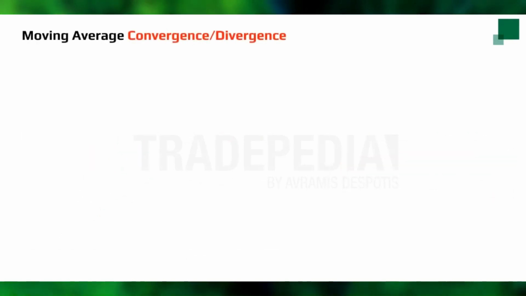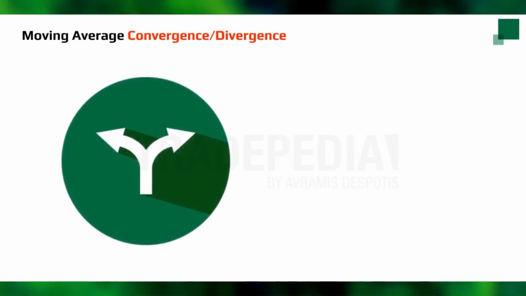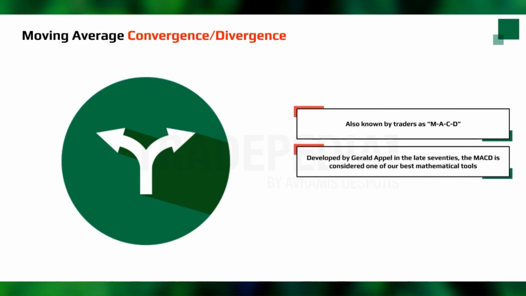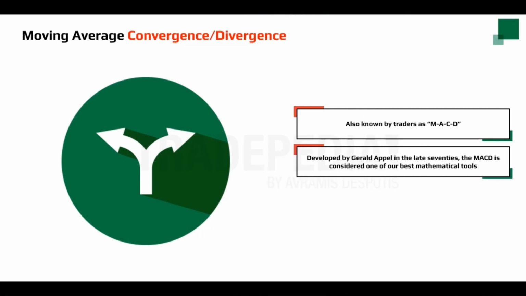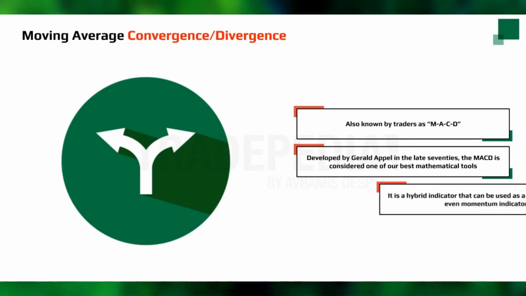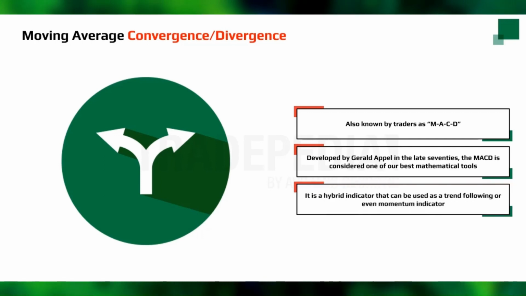Let us discuss now the Moving Average Convergence Divergence, also known as MACD. Developed by Gerald Appel in the late 70s, the MACD is considered one of our best mathematical tools. It is a hybrid indicator that can be used as a trend following or even momentum indicator, offering the best of both worlds.